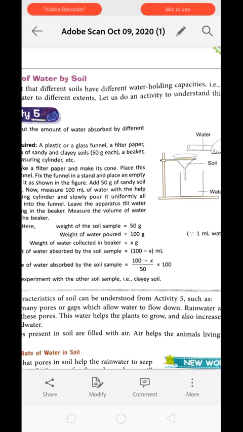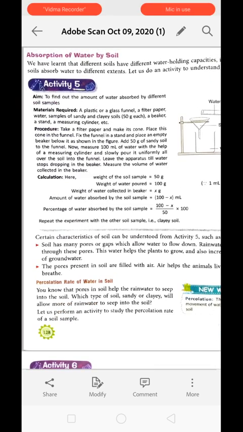For example, right now assume the value of X is 80. So 100 minus 80 should be 20 milliliter. Understood? So 20 milliliter divided by 50 into 100 should be 40%. 40% of water has been absorbed by the soil. Now, this same activity can be performed with different types of soil, for example clay soil and loamy soil as well.